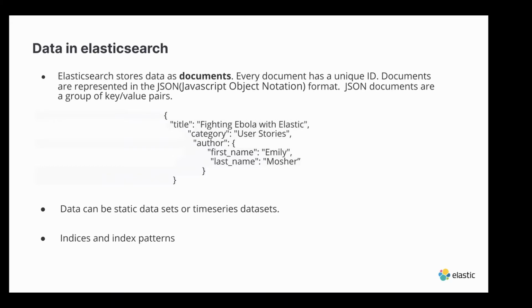Elasticsearch stores data as JSON documents, and each document has a unique ID. JSON is JavaScript Object Notation format. There is an example here. You have the group of key value pairs, and you just enclose them in curly brackets.